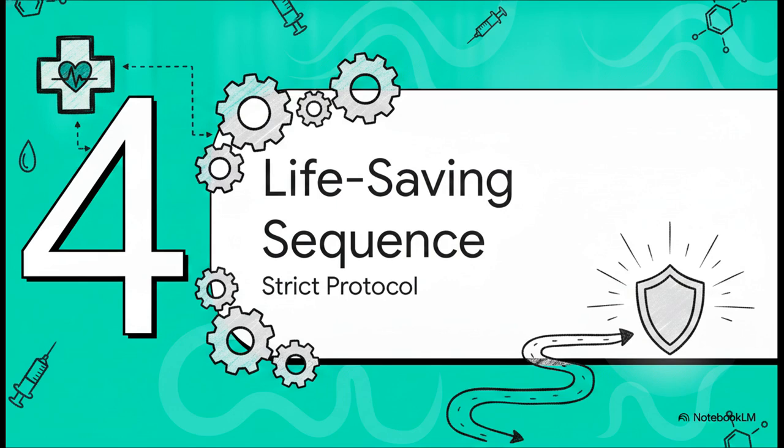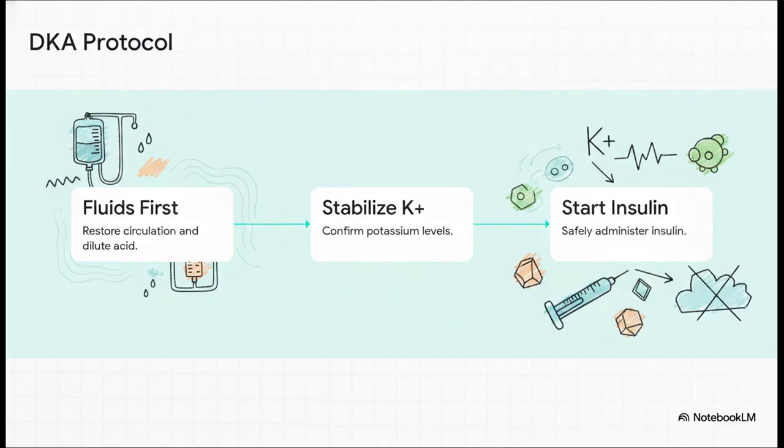Section 4, the life-saving sequence. To bypass this deadly trap, medical professionals have to follow a very strict protocol. The life-saving protocol demands a rigid order of operations. Step 1, fluids first. The medical team typically starts with isotonic saline. This is absolutely crucial because it immediately helps restore circulation, rehydrates the patient, and actually begins to water down that dangerous acid load we talked about earlier.